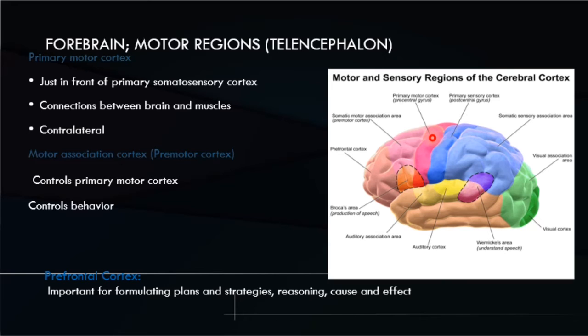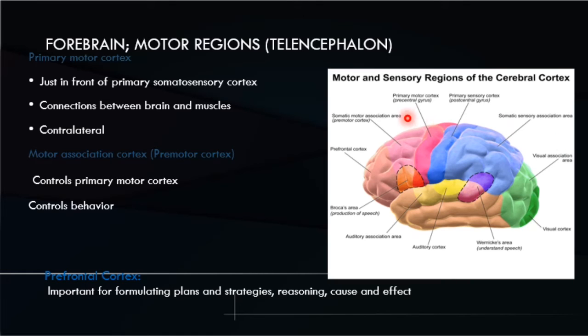The connection between the brain and the muscles, and that's contralateral, like we said. And then we have motor association areas, also called premotor cortex. So motor association and premotor are the same thing. They control primary motor cortex, and they control behavior. So again, a little more sophisticated. The primary regions are kind of dumb. They just take the raw information and give it to the association areas, and association areas kind of make sense of it.